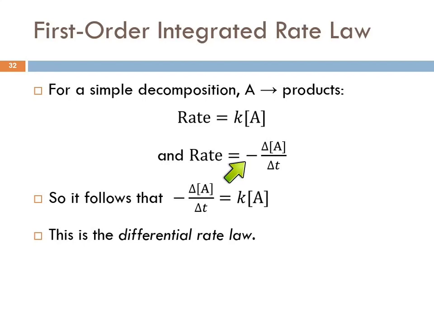And so we put that minus in there so that the rates end up being positive. So we know these two things, the rate is equal to this, the rate is equal to that, then those two things must be equal, right? So negative delta A over delta t must equal k times A. And that's how we get the t in here. This is called the differential rate law.